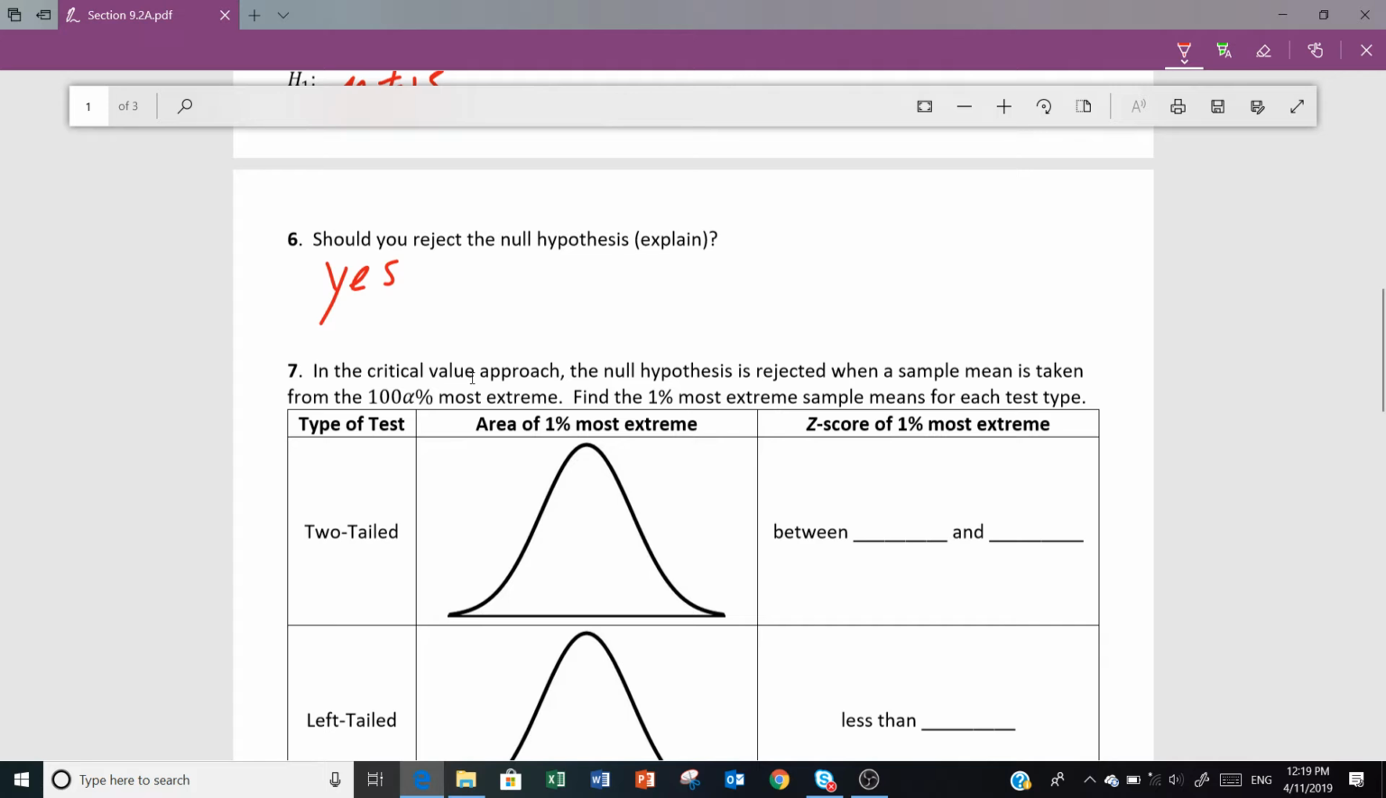Let's look at the z-score for the 1% most extreme values. We're going to do it for a two-tailed test first. So let's see if we can find the 1% most extreme values. Where are they going to be on the graph? Let's shade the 1% most extreme values and then find the z-scores for them. Then let's do it for the left-tailed and the right-tailed. Pair share: let's find the 1% most extreme values.